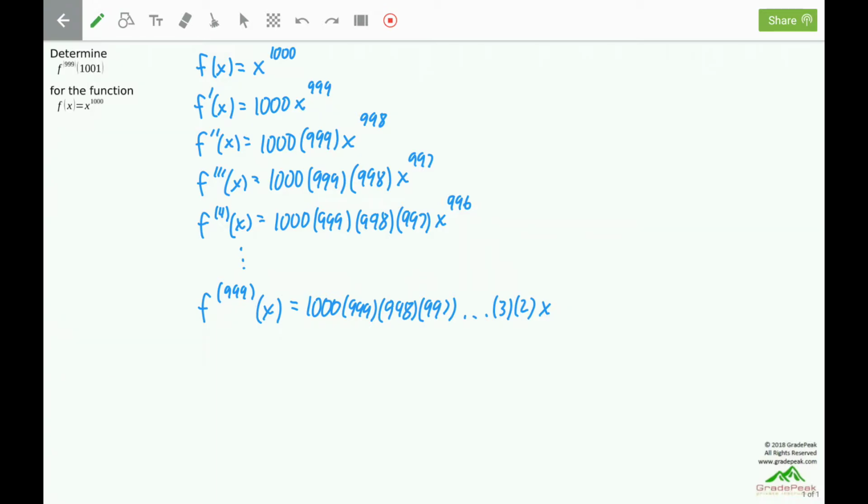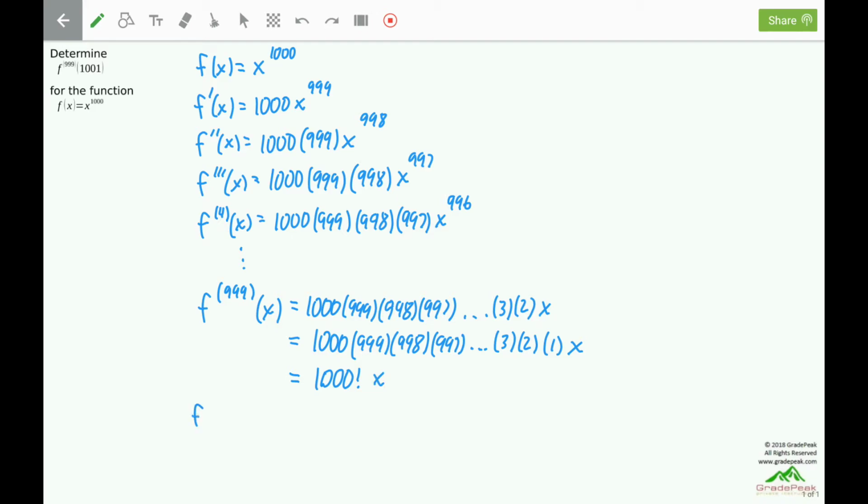Now what we want to do is evaluate this at 1001. So before I do that, if we look at the number here, I can simplify the look of this because it is a lot of numbers multiplying each other down to 3 times 2. Now we can put a 1 in there ourselves without changing it because 1 times anything is the same thing. And 1 times 2 times 3 all the way up to 1000 is known as 1000 factorial. So we can write it like so before we evaluate it.